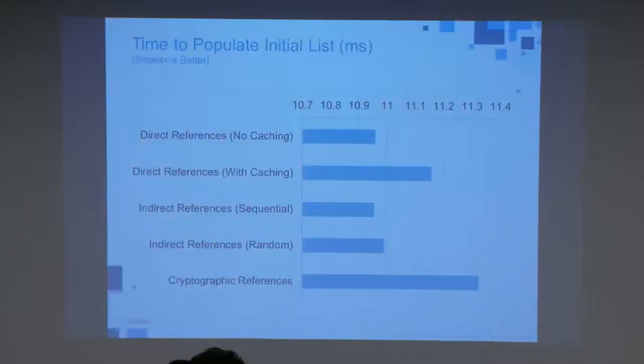So let's take a look at the actual benchmark results. Now, this is the only graph where this is the case, but note that the x-axis does not actually start at 0. So the variation is actually a lot smaller than what it looks on the screen. So this is the time required to populate the initial list. So when the server is grabbing all of the references that a client should have access to, it generates that list, sends it to the client. How long does that take?